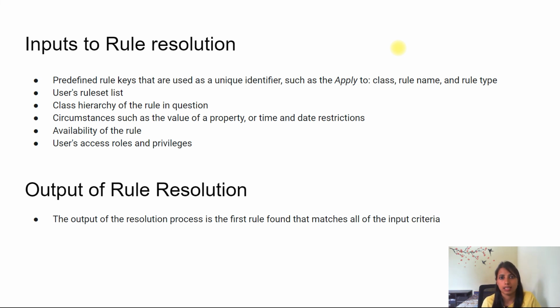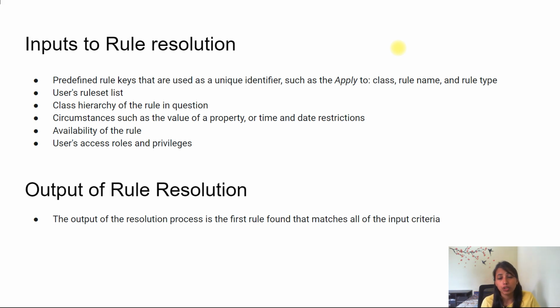And then the circumstancing. Same name, same property, same class, only the version is different. Not the rule set version, but the circumstance version. As in, what is the unique thing which differentiates this particular rule from the other rule? So this is what circumstancing is. We should know the circumstance, such as the value of a property, time and date restrictions, whatever restrictions are there for that particular rule.